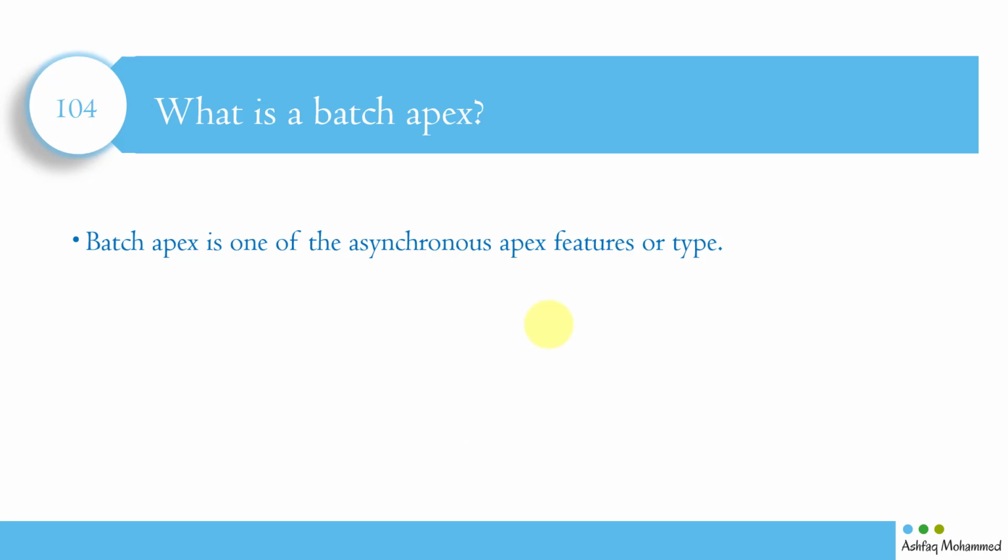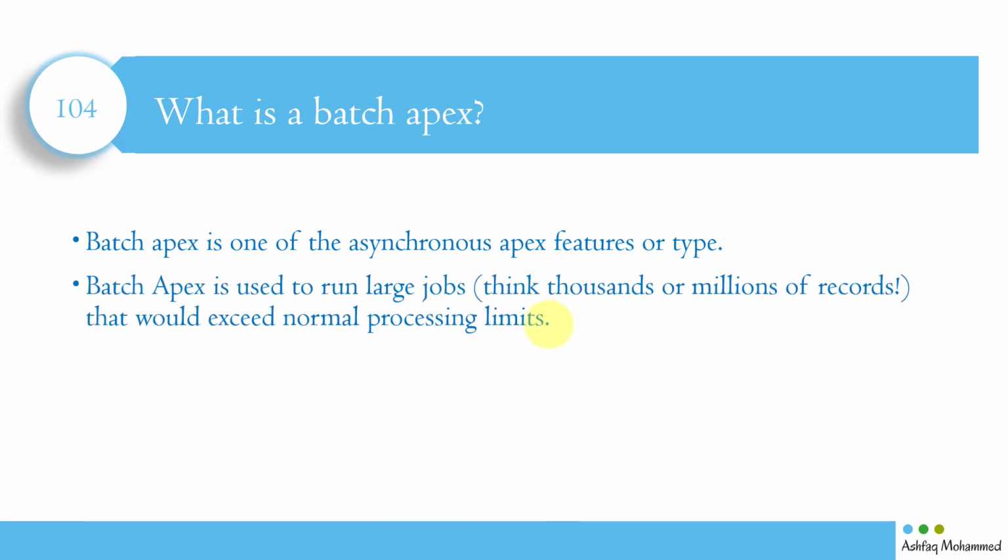In the previous videos, I think we have discussed future method, and in this video we will be discussing Batch Apex. Okay, this is again one of the asynchronous Apex features. So Batch Apex is used to run large jobs. Like think about thousands or millions of records that would exceed normal processing limits.